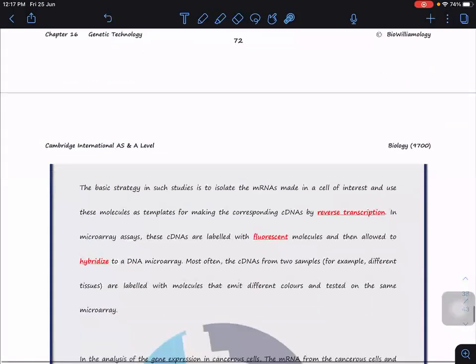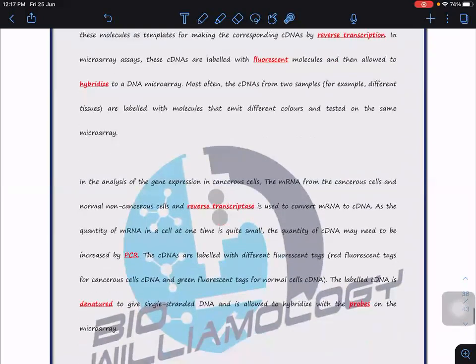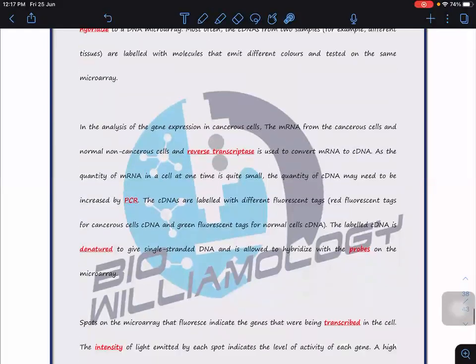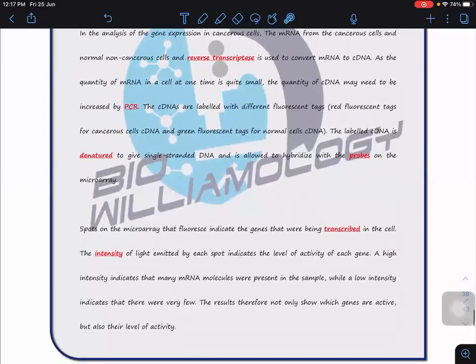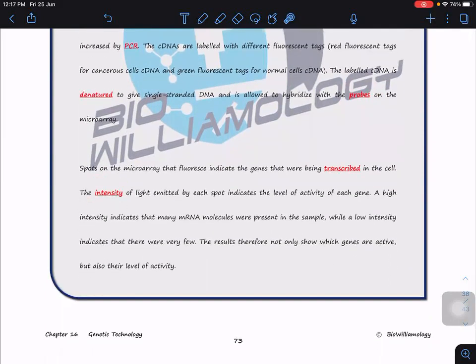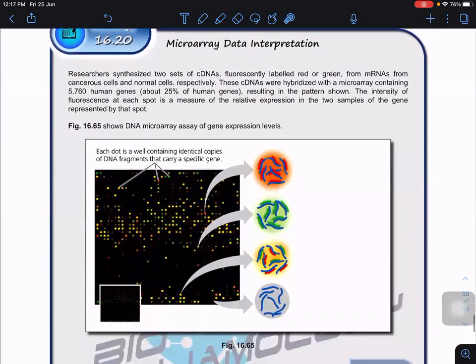So you can try to attempt the questions. Here is the answer. It's a PCR also, because we want to form cDNA, so it deals with PCR. We need to denature so they give us single strands, then they can hybridize with the probes. So the intensity of the light indicates the activity, and we will also know which gene actually expresses. So how about the data analysis?